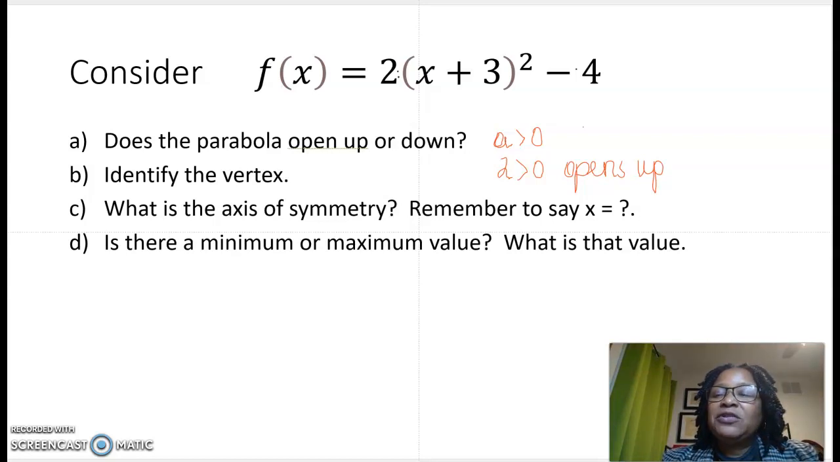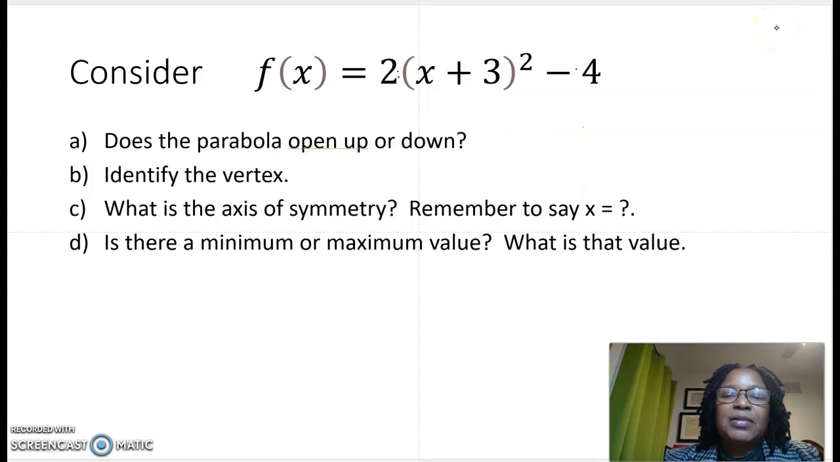All right, what's the vertex? So what's the vertex of the parabola? To find the vertex, remember we said take the opposite sign on the inside, follow the sign on the outside. So that means your vertex here is going to be -3, -4. All right, and then the axis of symmetry.